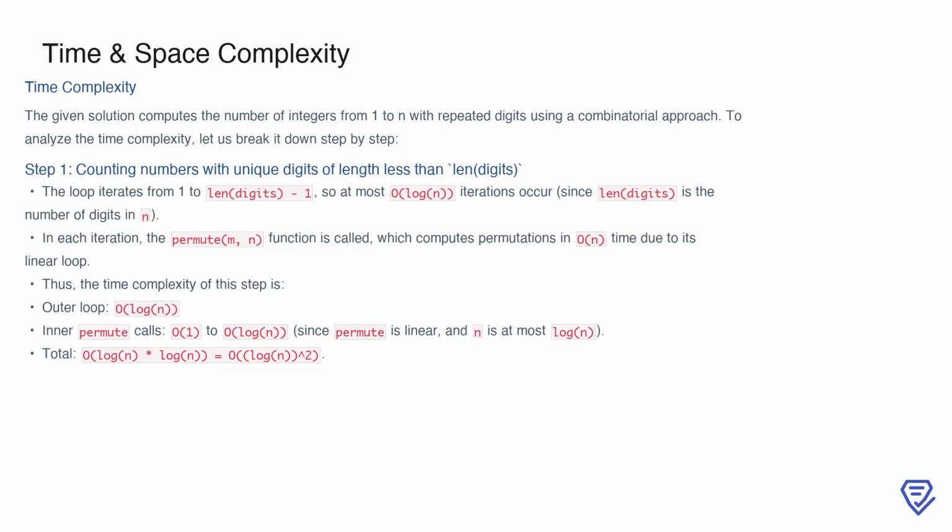To achieve this, we use a loop that iterates from 1 up to 1 less than the length of the digits in n. Since the number of digits in n is proportional to log n, the loop runs at most O(log n) times. Within each iteration, we call the permute function to compute permutations, which operates in O(n) time due to its linear loop. Consequently, the time complexity of this step combines the outer loop, which contributes O(log n), with the inner permute calls, which vary between O(1) and O(log n). When multiplied together, this results in a total time complexity for this step of O(log n)^2.